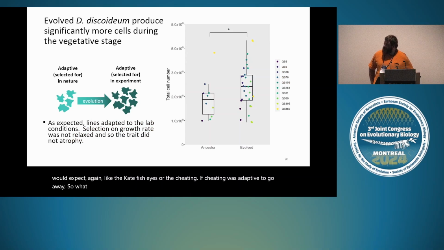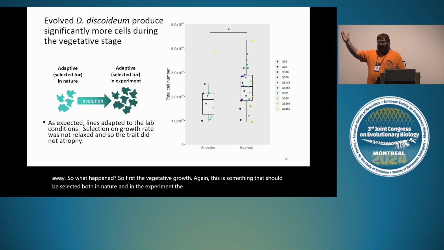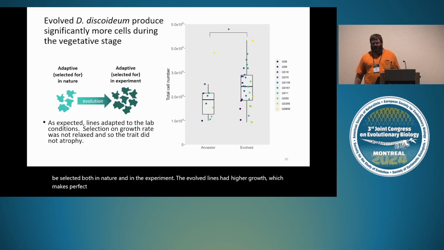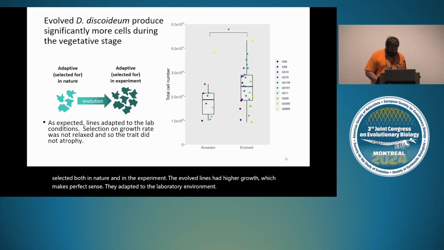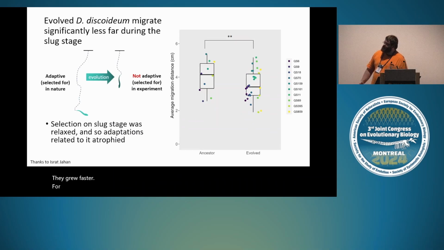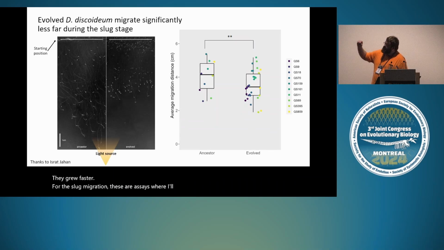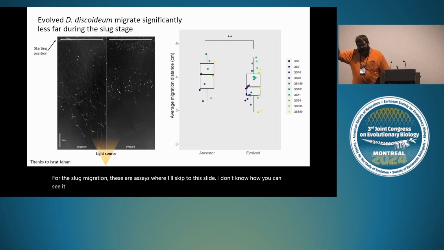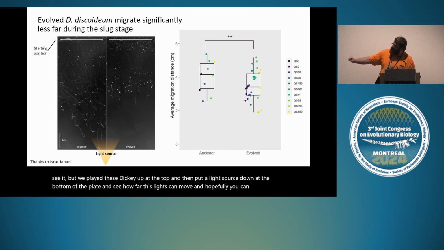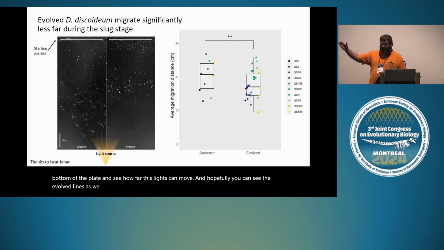So what happened? First, the vegetative stage, vegetative growth. Again, this is something that should be selected both in nature and in the experiment. The evolved lines had higher growth, which makes perfect sense. They adapted to the laboratory environment. They grew faster. For the slug migration, these are assays where, here, I'll skip to this slide. I don't know how well you can see it, but we plate these Dictee up at the top and then put a light source down at the bottom of the plate and see how far the slugs can move. And hopefully you can see the evolved lines, as we predicted, do not move as far, which we take to be they're becoming nearsighted, using my fish allegory again.